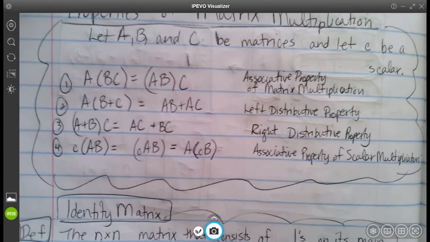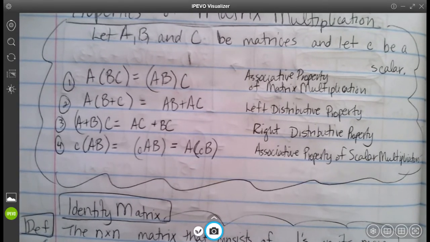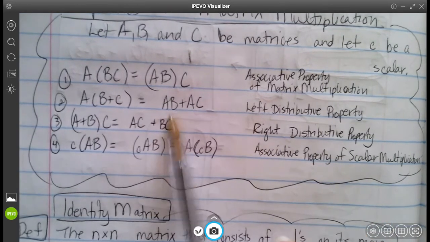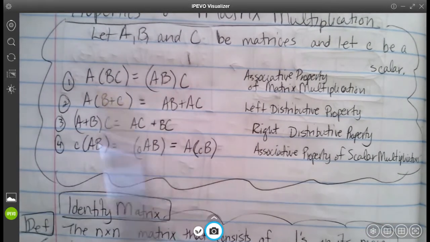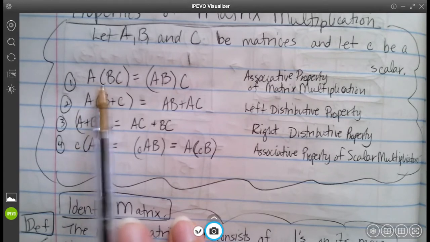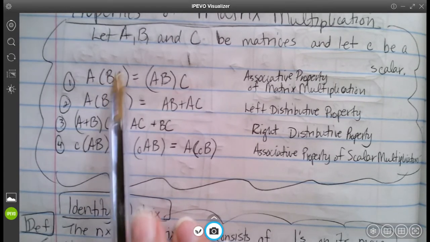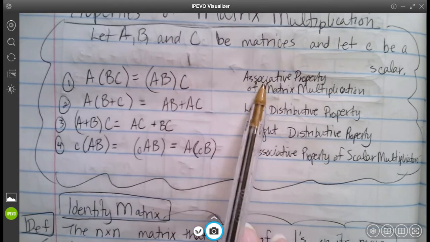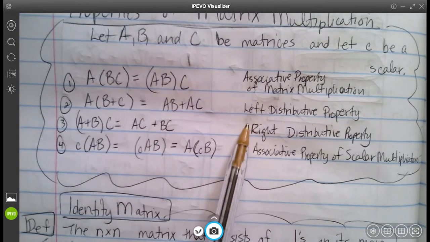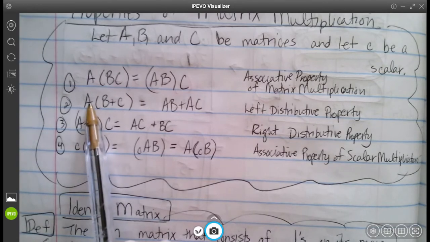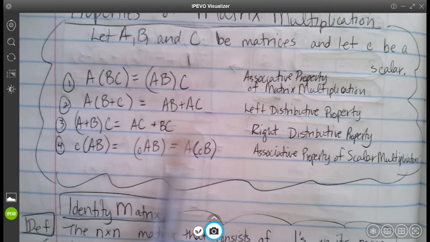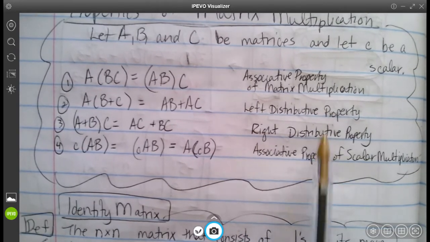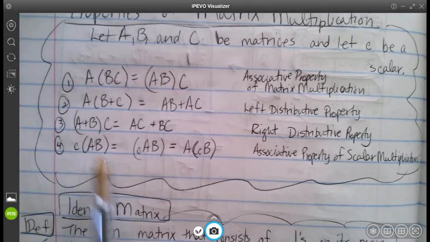If C is a scalar, okay, remember a scalar is just a number that's being multiplied by the matrix. Okay, then some of these properties are going to apply. If we're multiplying three matrices like so, and two have a parentheses, we can move the parentheses around. This is the associative property. The left distributive property means that from the left side, we can distribute this A to get two products, AB and AC. On the right, it's the same thing, but now we're going from the right, okay?